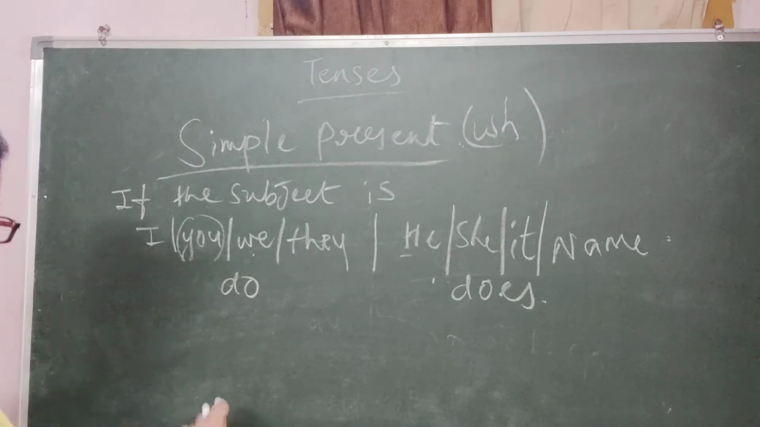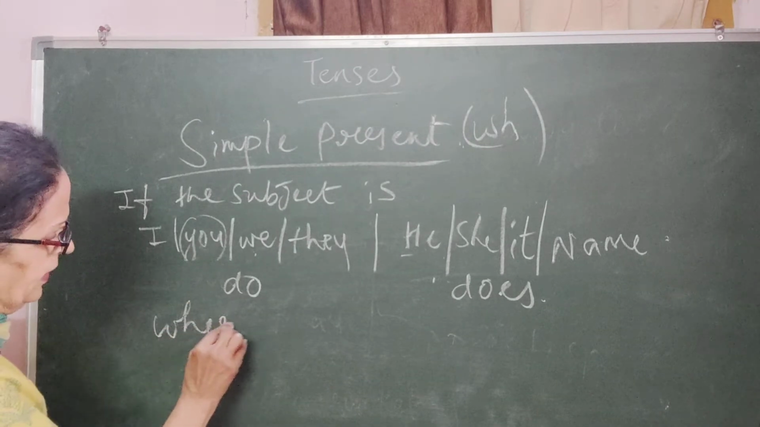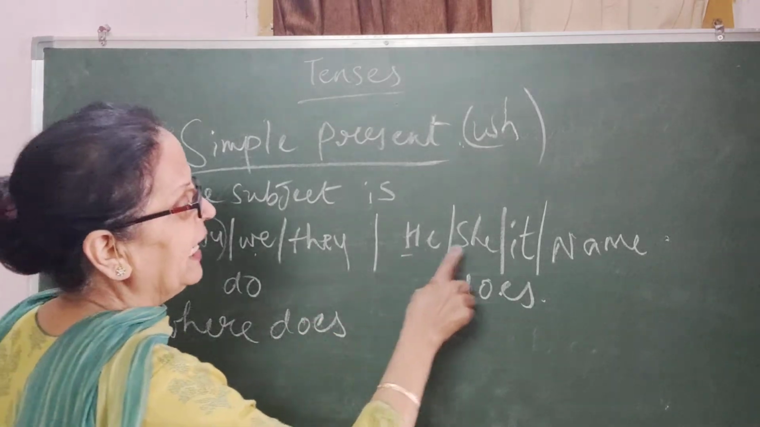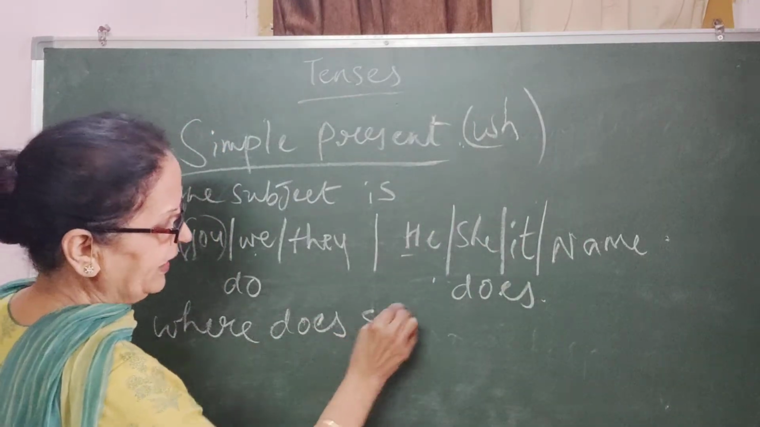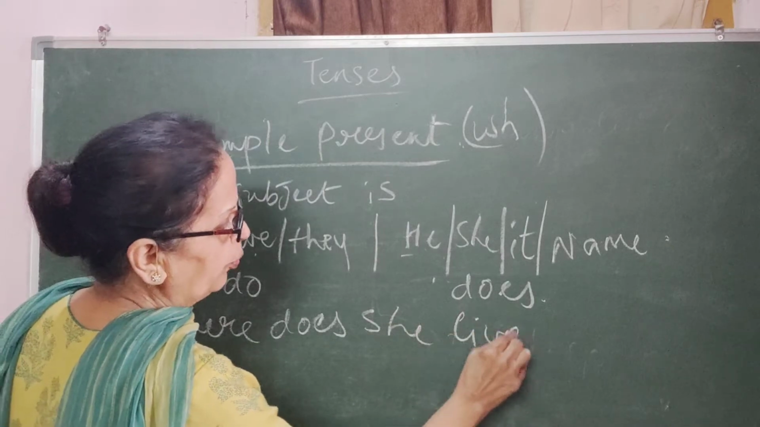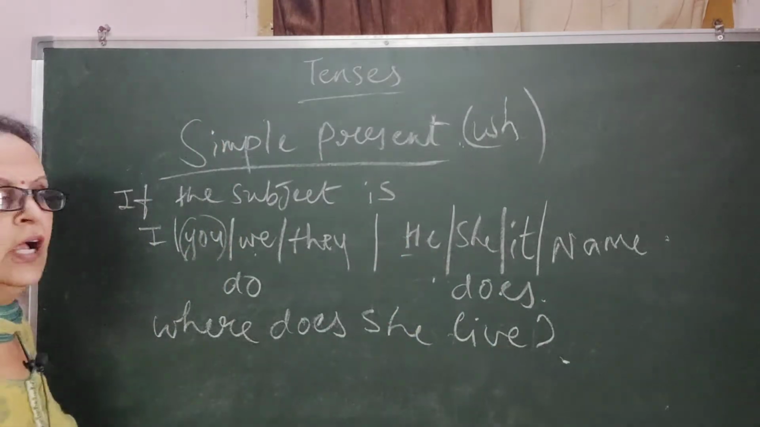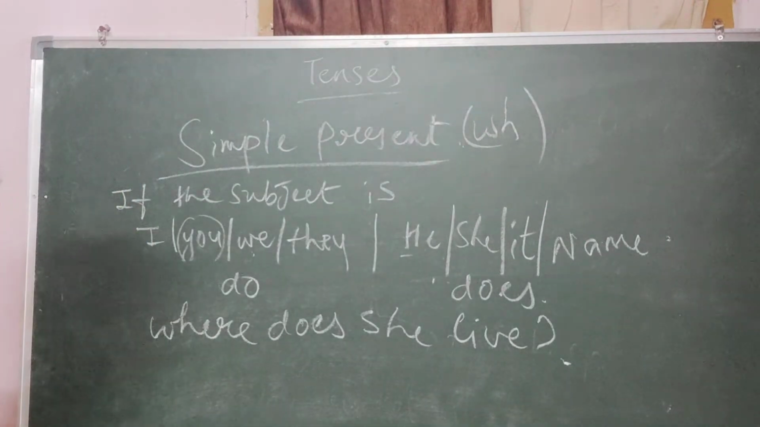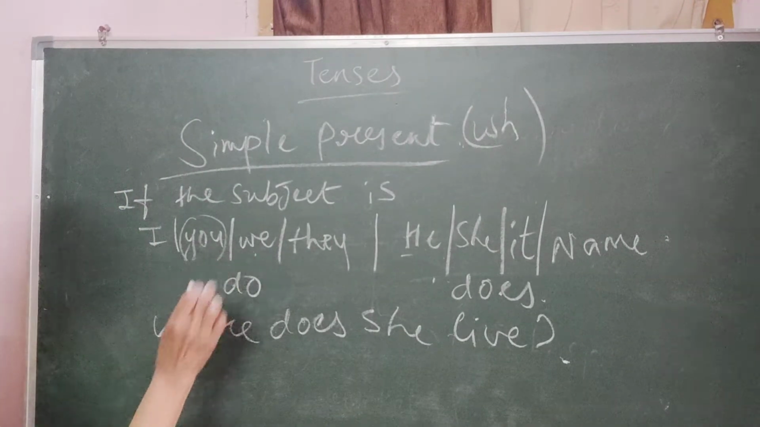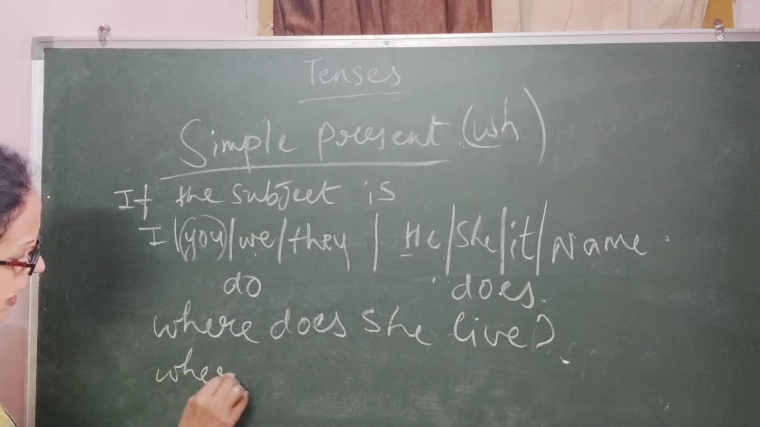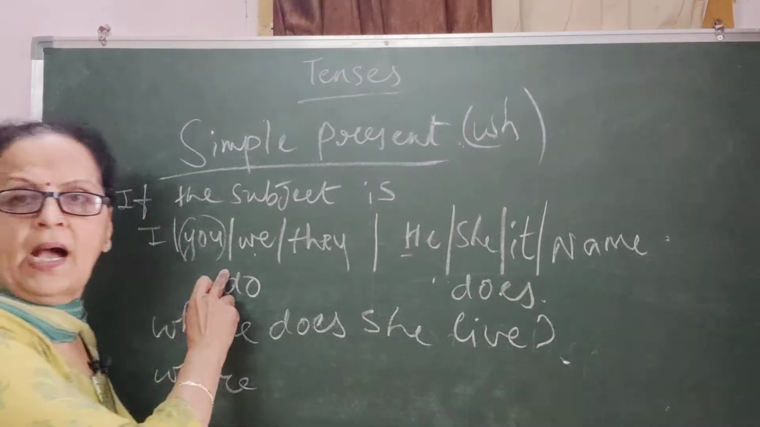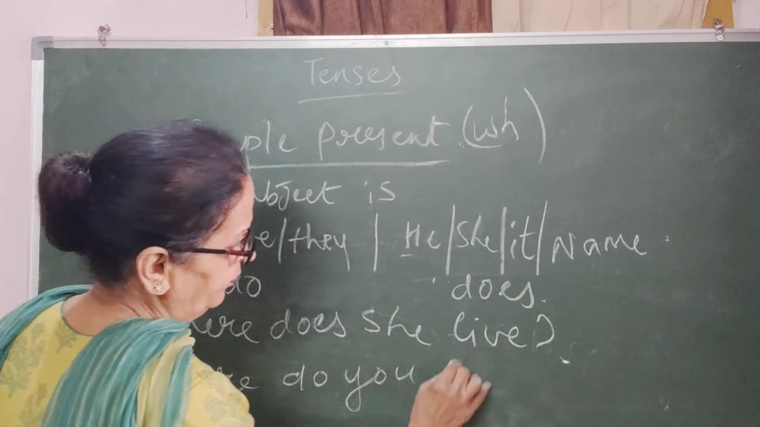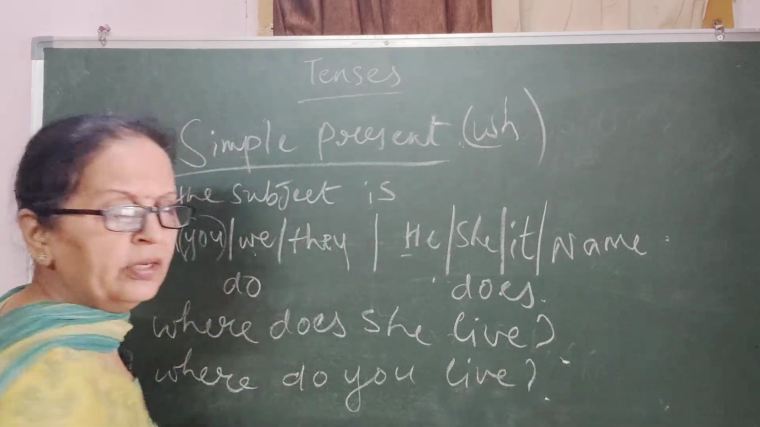So for the sentence, where does, if I have written does, I have to use this. Where does she live? Or where does Ramesh live? Right? Where does she live? Or if I write down where and I want to use you or I, it will become where do you live? Did you get my point?